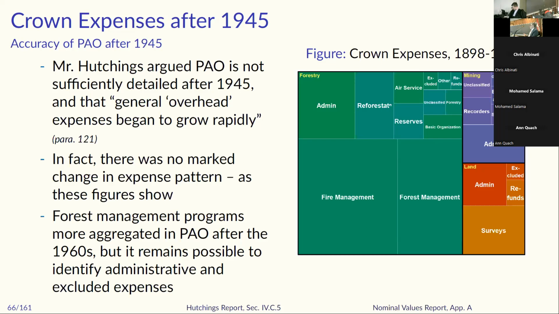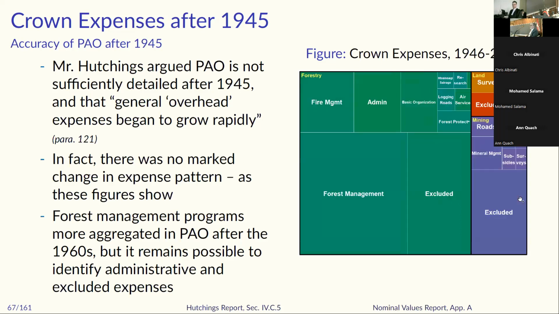Okay, so for us, administration is the upper left before 1945. If we look at slide 67, we see the same comparison after 1945. The administration block moves because a computer has its own way of doing things, but you can see that it's roughly the same size block as before. On that basis, we conclude there was no marked change in the administrative overhead of the department.